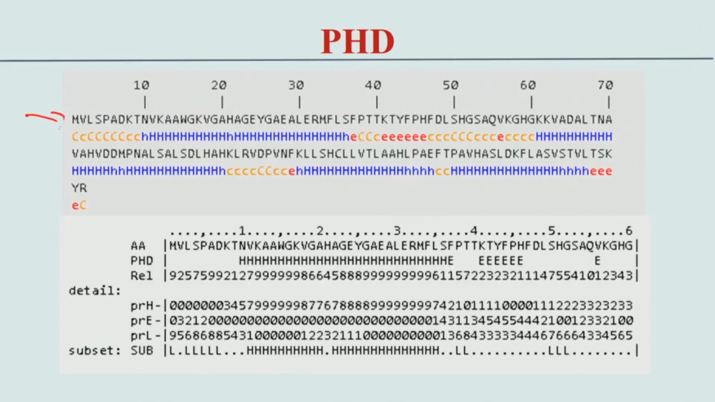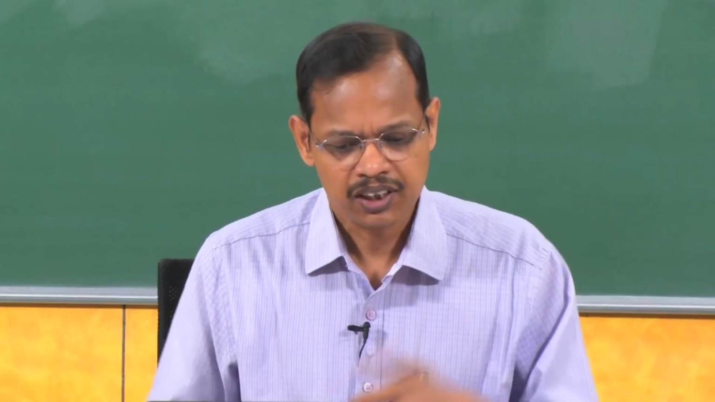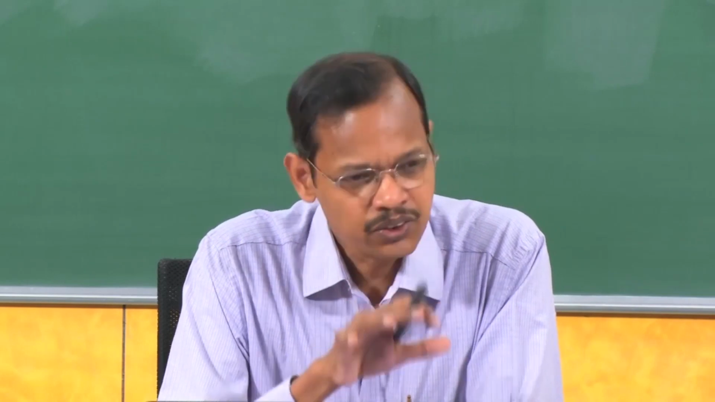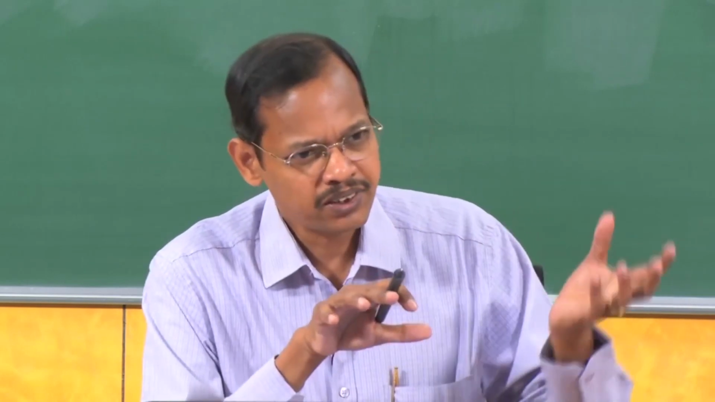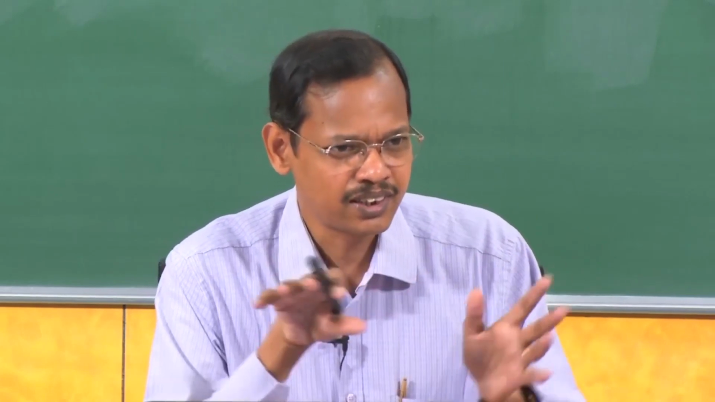This is your sequence, and here you can see this is your secondary structure. So, PHD is one of the highest performing methods. It could achieve an accuracy of about 70% at that time in the 1990s, 1993. They use a neural network to map the information and to predict the secondary structures at the highest accuracy.